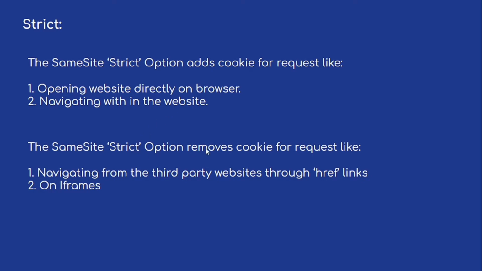Now, when does it remove the cookie from the request? Suppose we navigate from third party websites through hrefs. If our cookie is strict and I click on a third party website that has an href to my cookie app, it won't pass the cookies because of strict mode. It also won't work for the iframe. So let's check these points live.